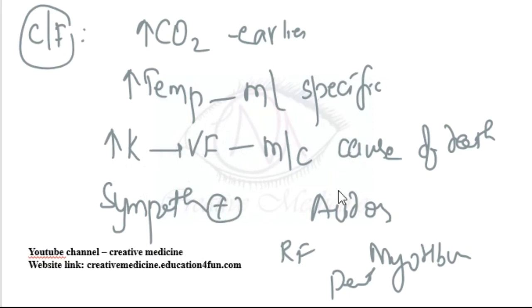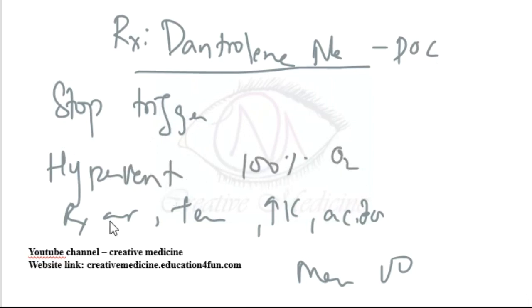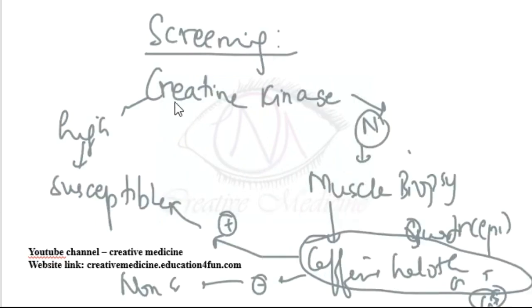Sympathetic symptoms may be seen with acidosis. There can be renal failure and myoglobinuria, and the patient can die also. Treatment: dantrolene sodium is the drug of choice. General treatments include stopping the triggering agent. We can give hyperventilation with 100% oxygen. You should treat the arrhythmias, hyperkalemia and acidosis, and maintain the urine output. Once you suspect malignant hyperthermia, you should screen with creatine kinase.